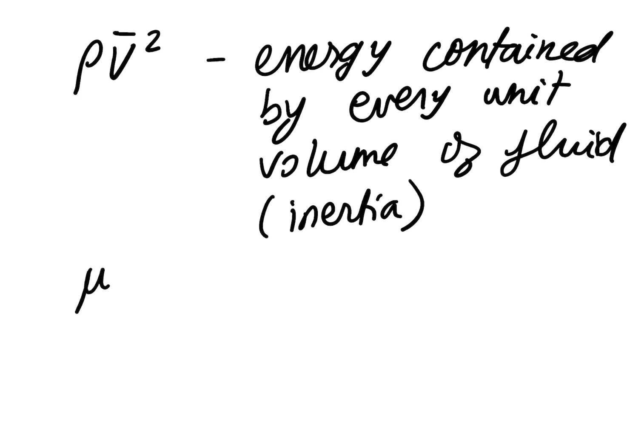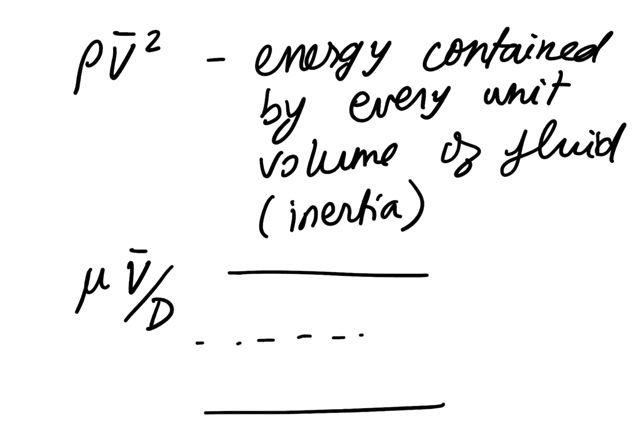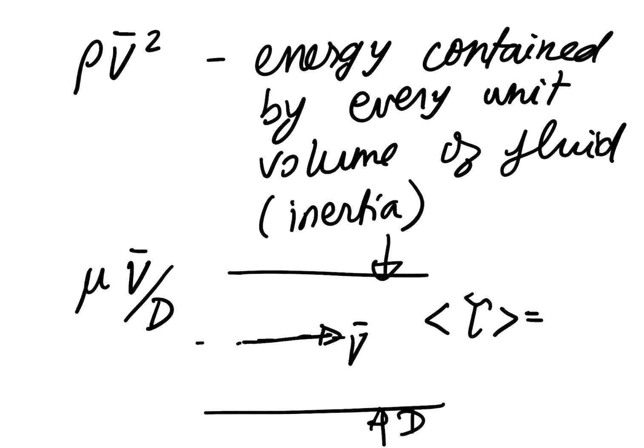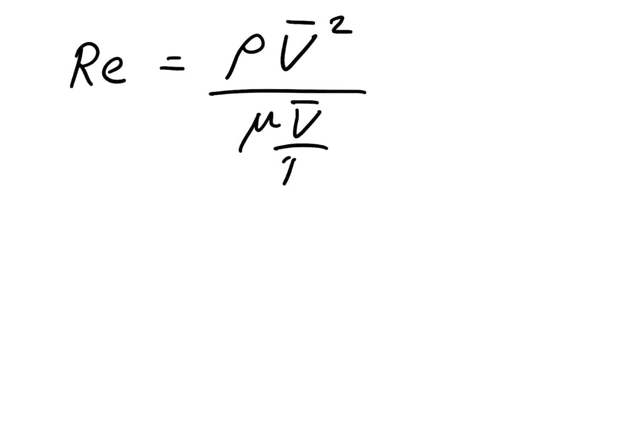Now, what is mu v over d? If you think of the pipe flow, here is your pipe, here is the velocity v, which is the average velocity, and the length scale here is d. The average shear stress that is associated with the viscous flow, or the viscous shear stress, is mu v over d. Okay, so it's a comparison. Reynolds number is really a comparison between rho v squared divided by mu v over d.